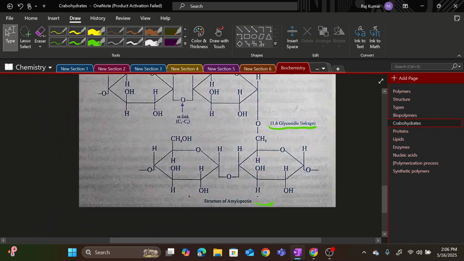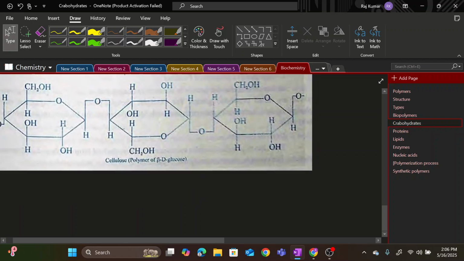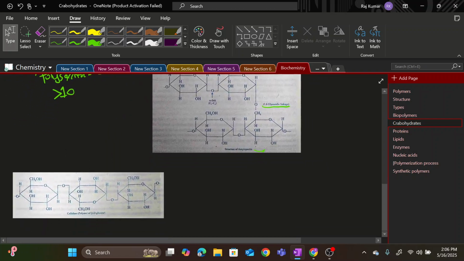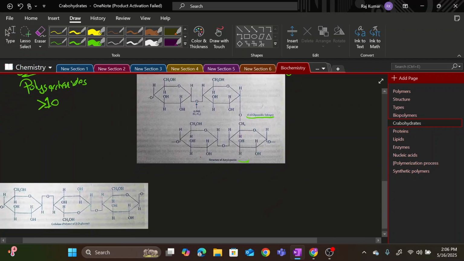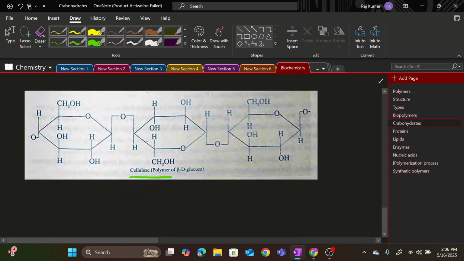Now, let's move on to another type, which is animal starch, or glycogen. Glycogen basically has a similar structure to amylopectin, but it has more branching, and it gives red color only in the iodine test. So let's move on to another one, which is cellulose. Cellulose is the most abundant carbohydrate of all that we have studied. The most abundant polysaccharide on earth is cellulose.